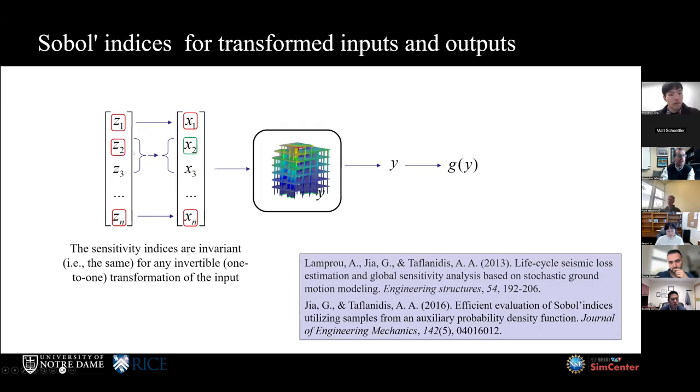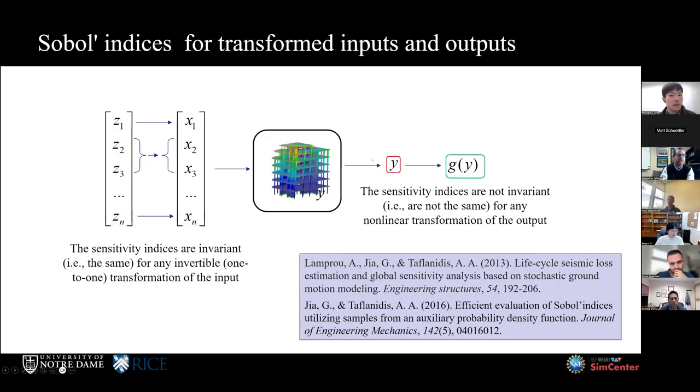Now, the individual ones, though, might be different, because in this case, you don't have a one-to-one mapping between Z2 and X2. And for the transformation of the output, on the other hand, that's going to change your sensitivity. So sensitivity with respect to Y or some function G of Y, those are going to be different results. So that is the overview.